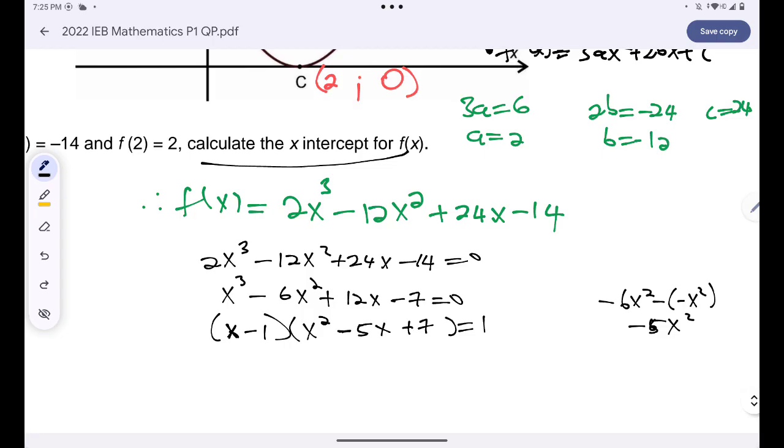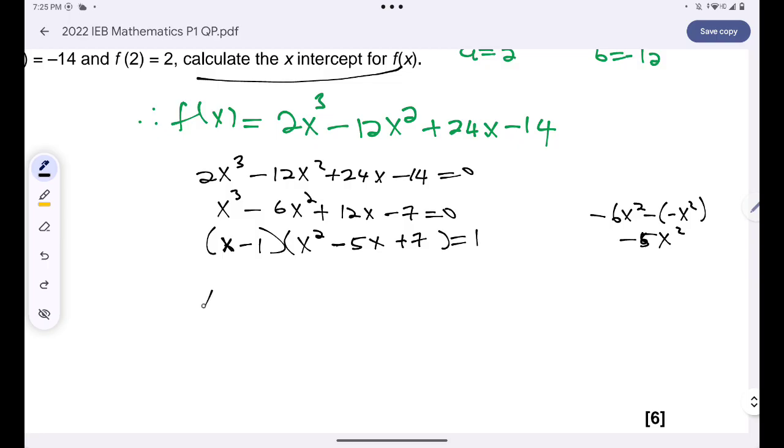Now I have done the dirty work. The x-intercept is 1. Okay, I have two things, and the answer is 0, which simply means that the first bracket is equal to 0, or the second bracket is equal to 0. I know that here x is 1. I'm not sure whether I'll find a solution here.